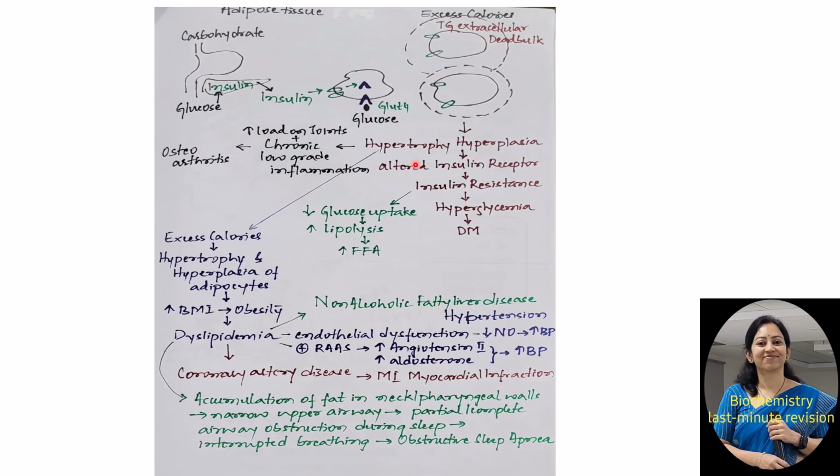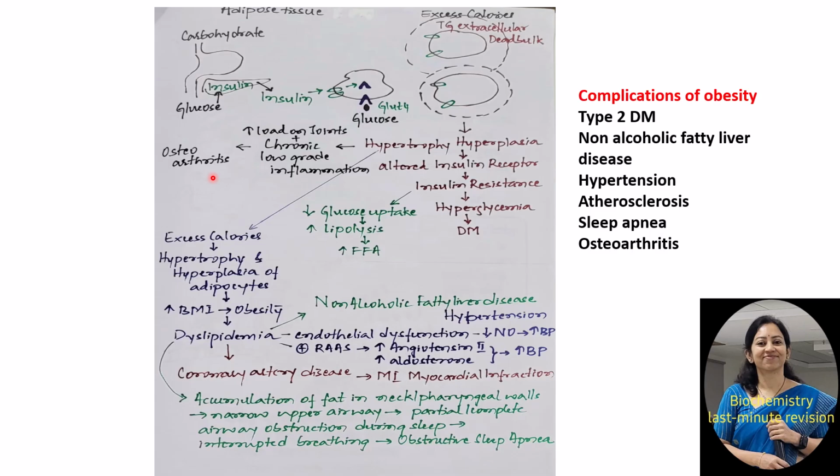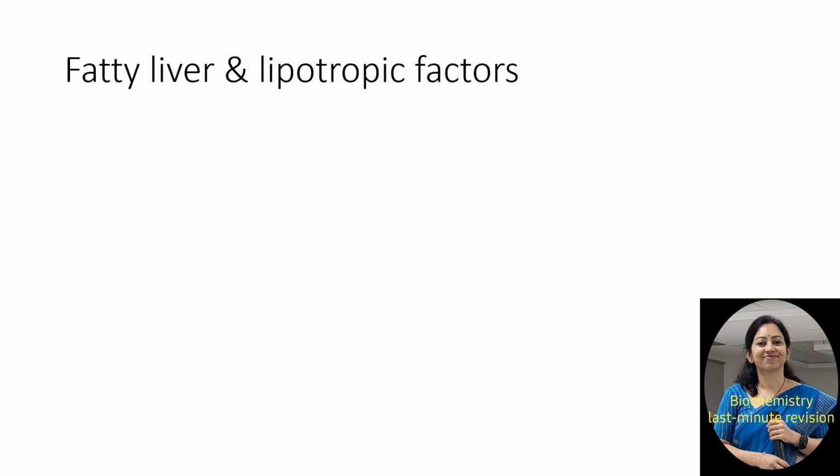Apart from that, this hypertrophy and hyperplasia of the adipose tissue increases the load on the joints and also stimulates chronic low grade inflammation, predisposing the individual to the development of osteoarthritis. Now just check out, simple excess calorie intake is associated with so many complications. Just to summarize, it can predispose to the development of type 2 diabetes mellitus, non-alcoholic fatty liver disease, hypertension, atherosclerosis, subsequently myocardial infarction, obstructive sleep apnea syndrome, and arthritis.